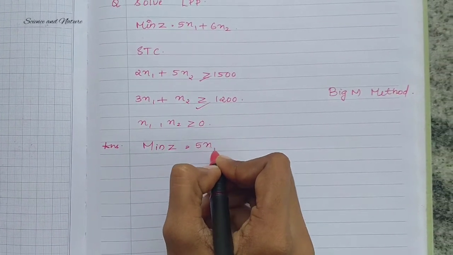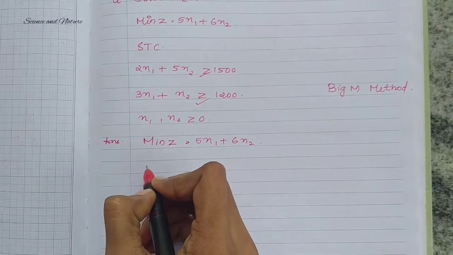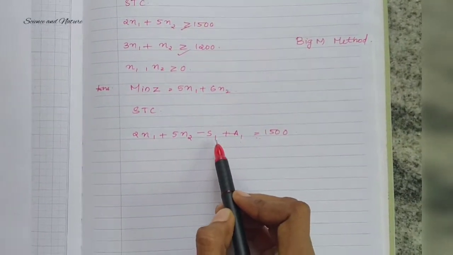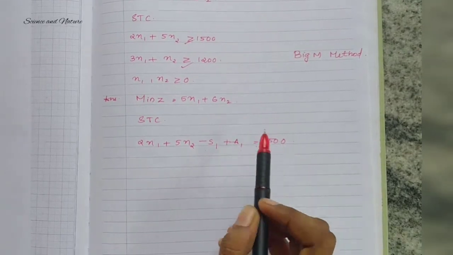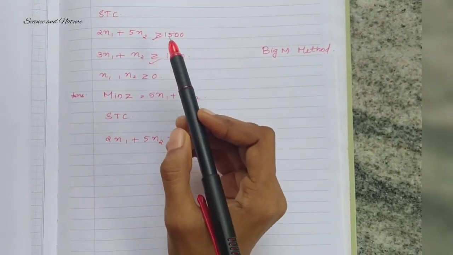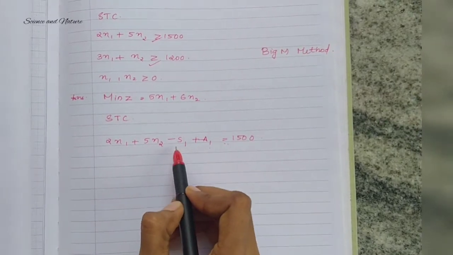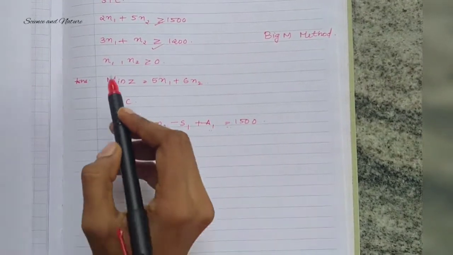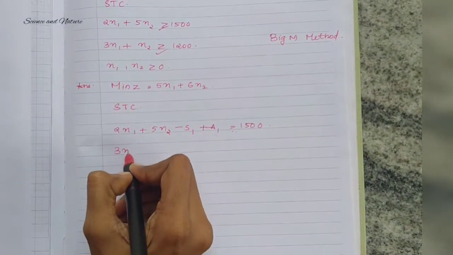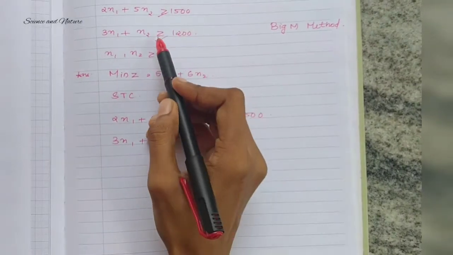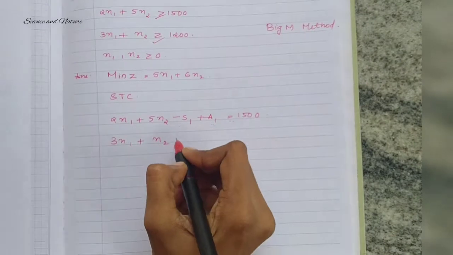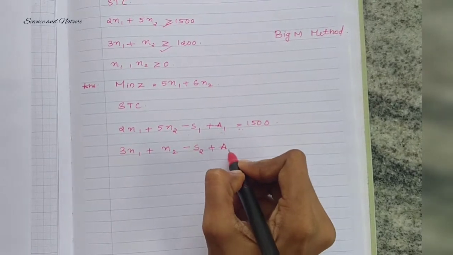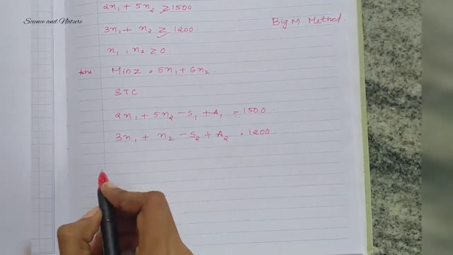Min z which is equal to 5x1 plus 6x2, then subject to constraints, 2x1 plus 5x2 minus s1 plus a1 equal to 1500. That means in order to change the greater than or equal to into equal to, we need to add a surplus variable minus s1 and an artificial variable a1. In the next equation, 3x1 plus x2, in order to change this greater than or equal to into equal to, we need to again add a surplus variable minus s2 plus artificial variable a2 which is equal to 1200.